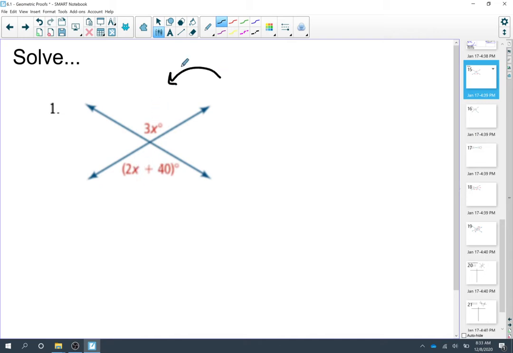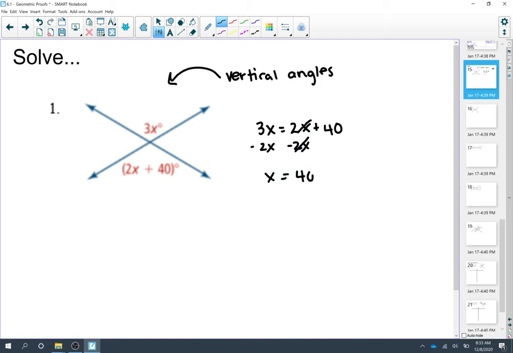If I look at that, those are vertical angles. They're across from each other on intersecting lines. If I look at my vertical angles theorem, I know that those are congruent. So we're not proving anything here, we're just solving. So I'm going to say, okay, then I know that 3x equals 2x plus 40. We're going to solve, so subtract 2x, x equals 40, and we're done.